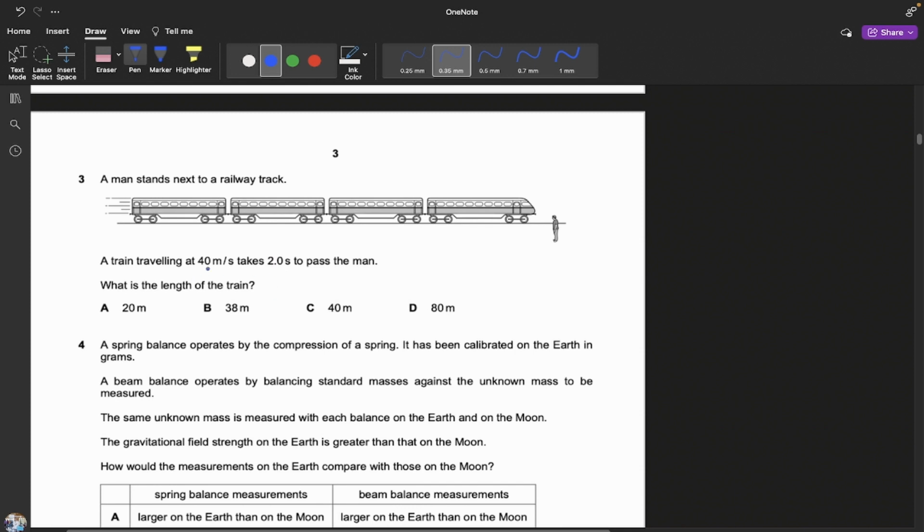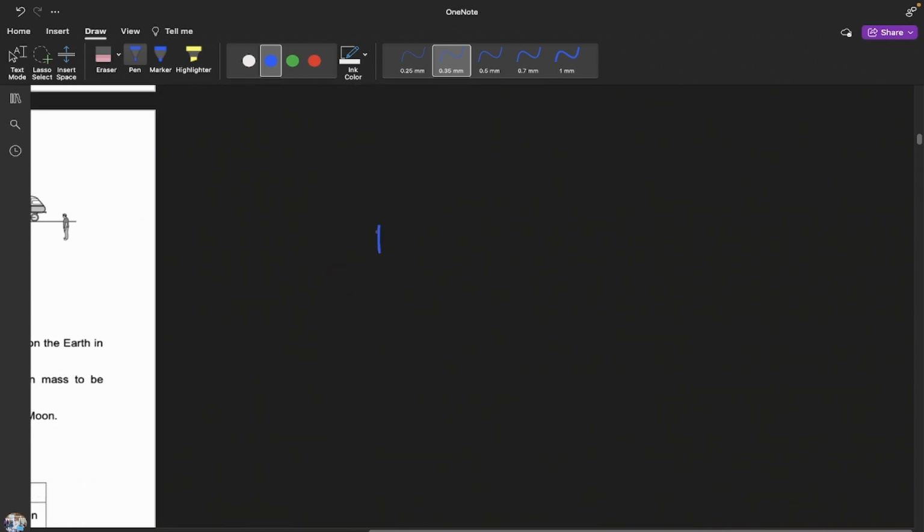A man stands next to a railway track. A train traveling at 40 meters per second takes 2 seconds to pass him. What is the length of the train? Here it is a theory. Let's assume the man is the stick and the train is this much longer. To completely pass, this is the end, I'll put an E, and this is the start.